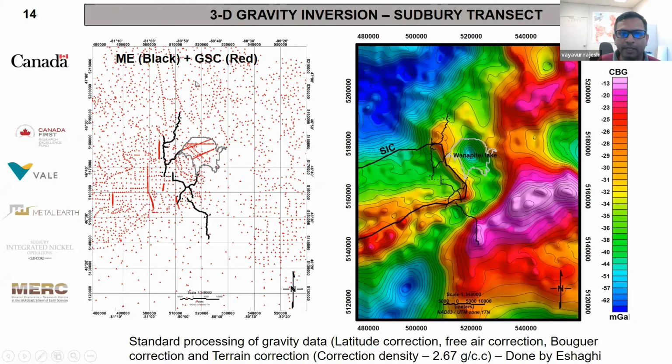This is the gravity data set we used. This is the Middle-earth gravity transect, and we are using the GSC gravity data set around the transect. We processed the data, and this is the final complete Bouguer anomaly grid. We can see a reduction in the gravity field, especially in the eastern part of the Sudbury Basin.